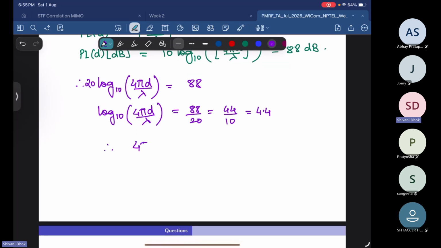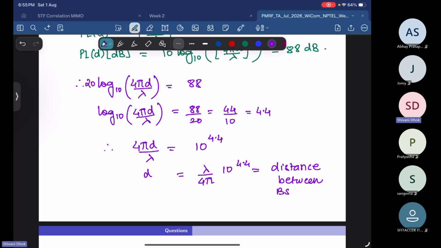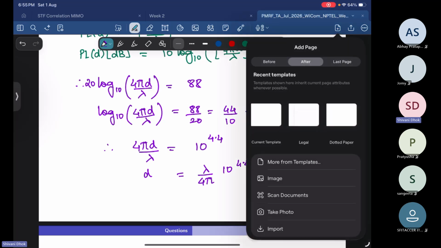So therefore 4 pi d by lambda is 10 to the power 4.4, and therefore d is equal to lambda by 4 pi into 10 to the power 4.4. This is the distance between the base station and the user.